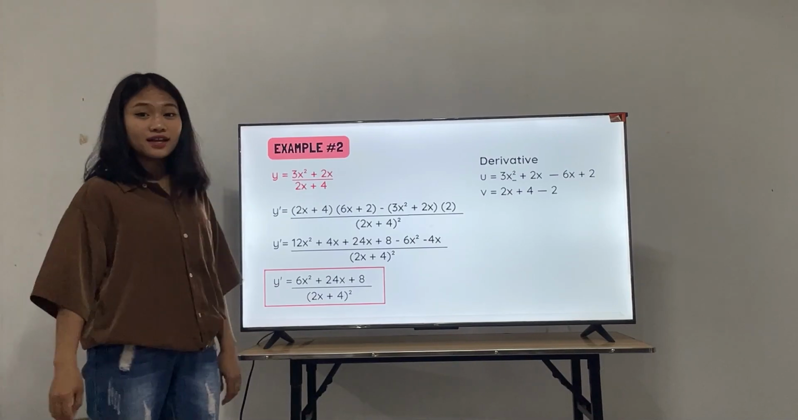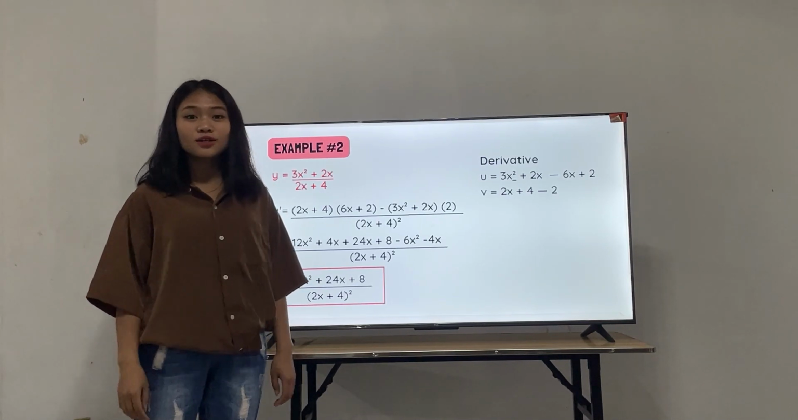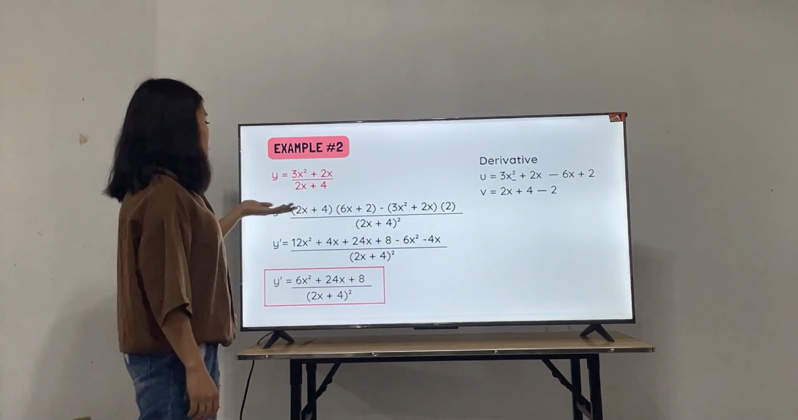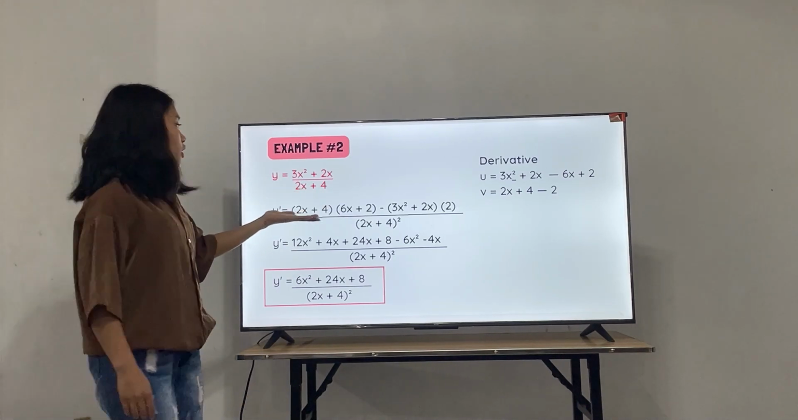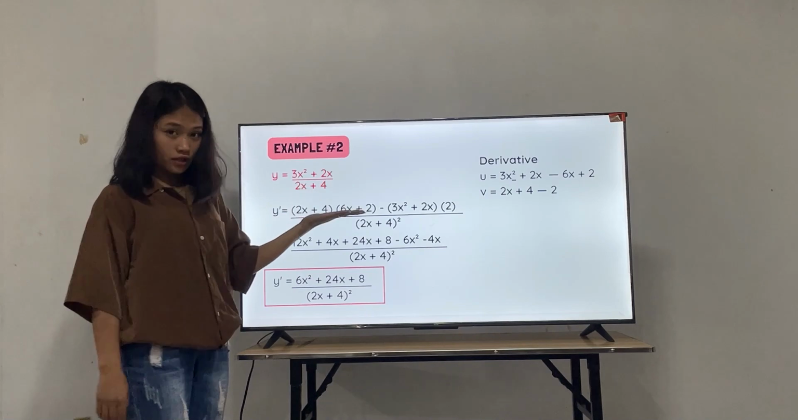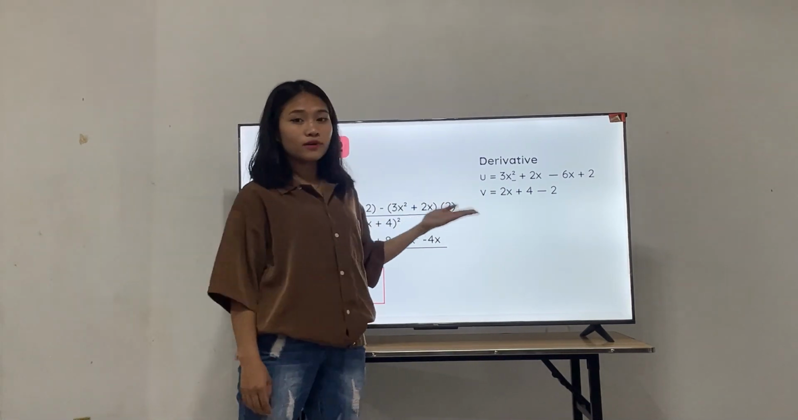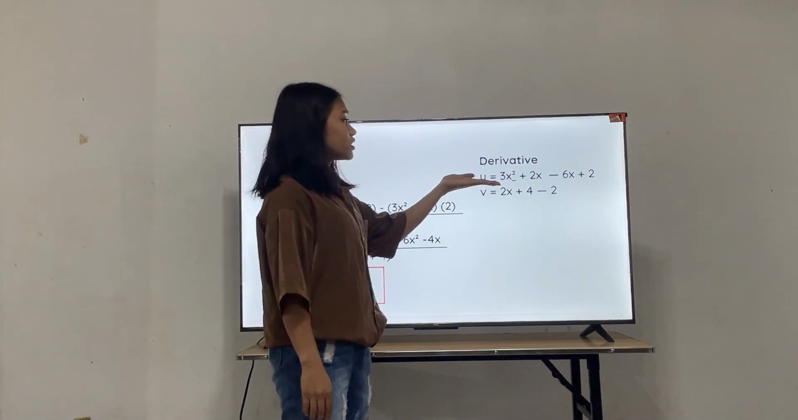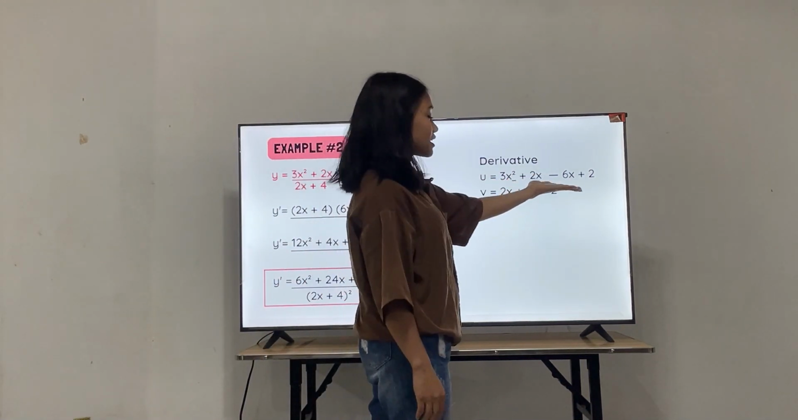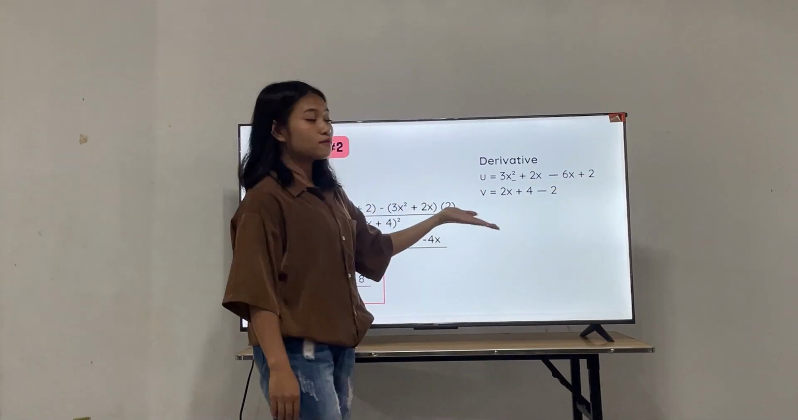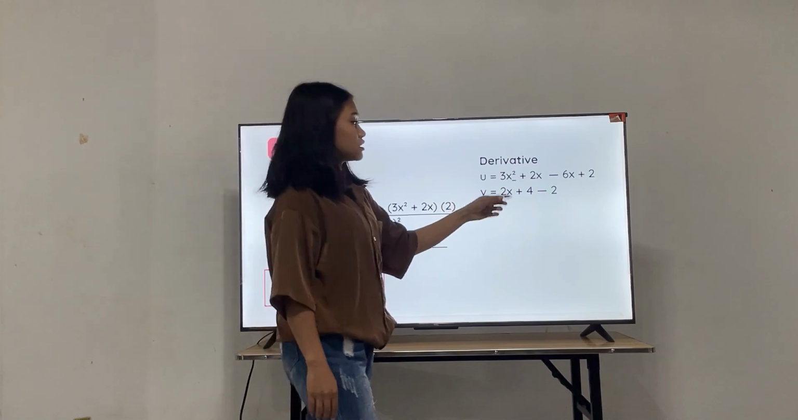So we have here another example on how to get the derivative of a function using the quotient rule, where y is equal to 3x squared plus 2x all over 2x plus 4. So next, we get the derivative of our u and v variables, where u is 3x squared plus 2x and its derivative is 6x plus 2. And our v variable is 2x plus 4 and its derivative is 2.